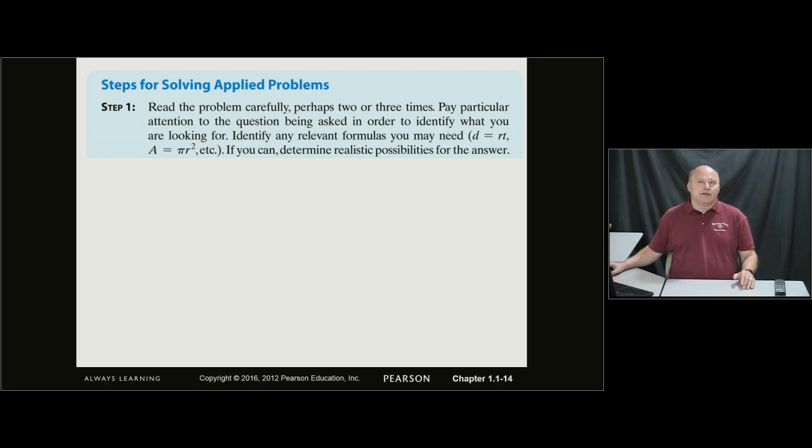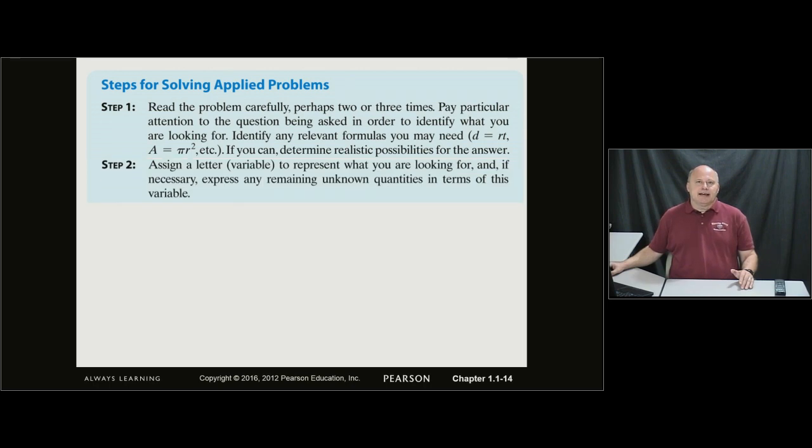Identify any relevant formulas you may use, like the distance equals rate times time formula, or the area formula of a circle, pi r squared, and see if you can determine realistic possibilities for that answer. So read it 2 or 3 times, break it up, see if there's a formula you can think of that might help you out with that one. Second step is to assign the letter, the variable, to represent what you are looking for.